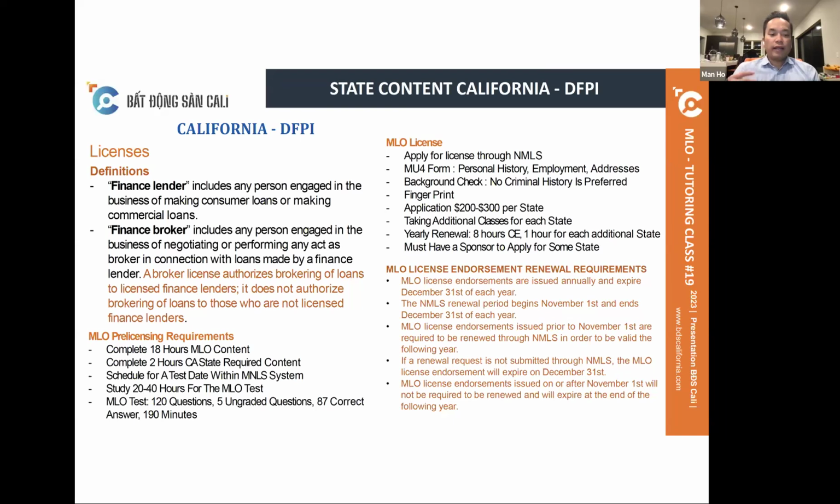However, it does not authorize brokering of loans to those who are not licensed finance lenders, meaning that an MLO cannot broker the loan of any lender that is not licensed. For example, if it's a private money lender, then you don't broker for those kinds of lenders. Those are private. The private money lender can say, I'll pay you some compensation if you can bring me some borrowers. I have seen that done so many times.